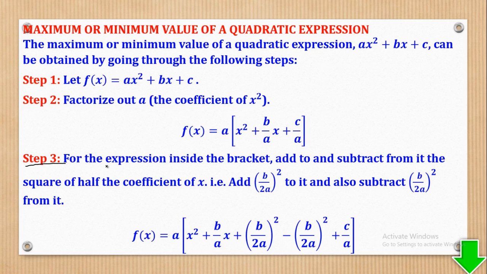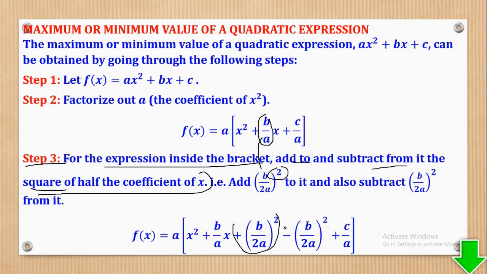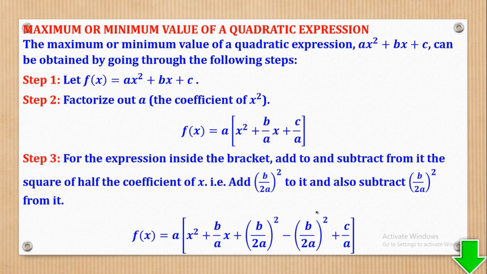So step three says, for the expression inside the bracket, add and subtract from it the square of half the coefficient of x. So the coefficient of x is b over a, so half of this coefficient will be b over 2a, but we said it has to be squared, so that is why you see this square. So you are going to add and also subtract from it, so that is why you see here plus this and minus this. In other words, we are introducing what we call an innocent expression.